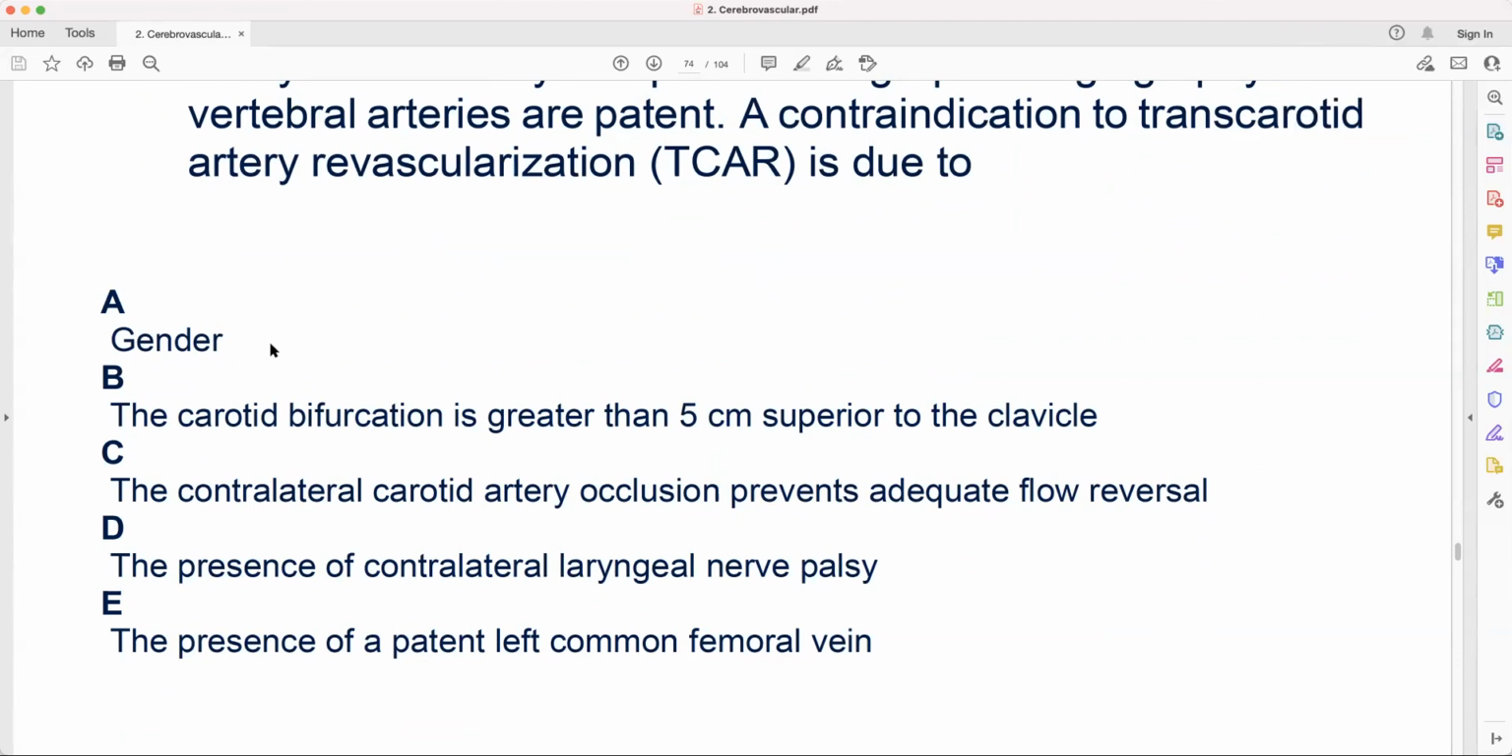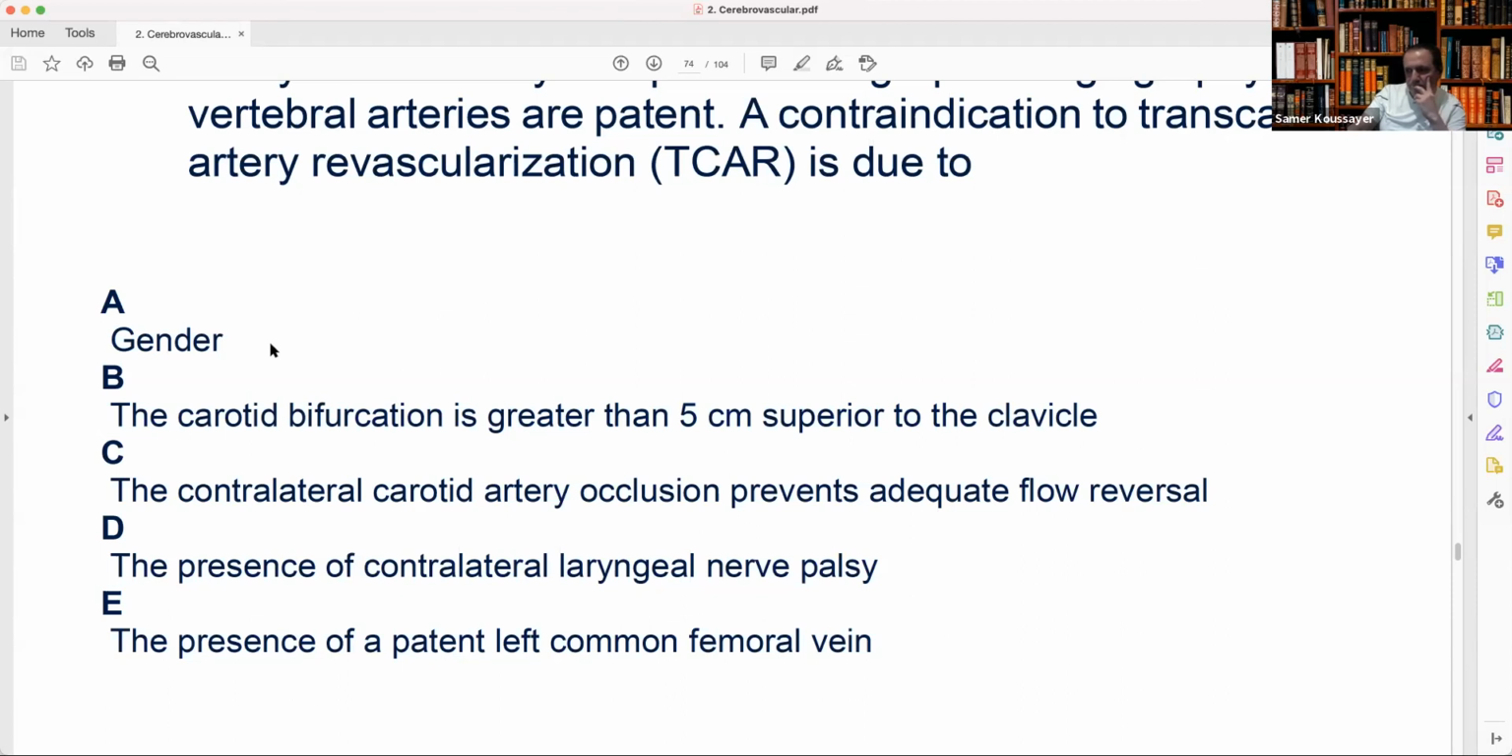So this is wrong. Yes. Okay, what next? The carotid bifurcation is greater than 5 centimeters superior to the clavicle. No, it's not a contraindication. You need at least 5 centimeters. It's the opposite. Really, you need to be 5 and above.